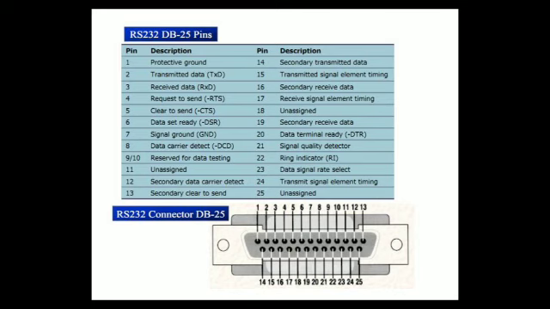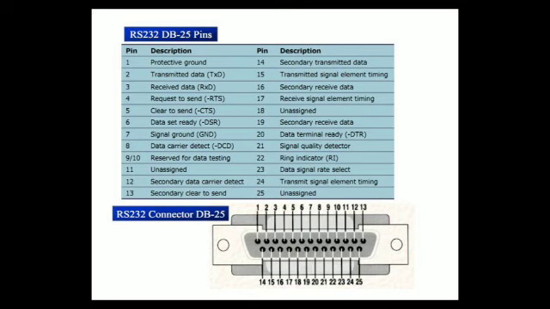Pin number 22 is the ring indicator. Suppose you want to produce a ring, a buzzer, then pin number 22 was used in those days. I think these are some of the important pins. The rest were all used for secondary data reception. This is for primary data reception.